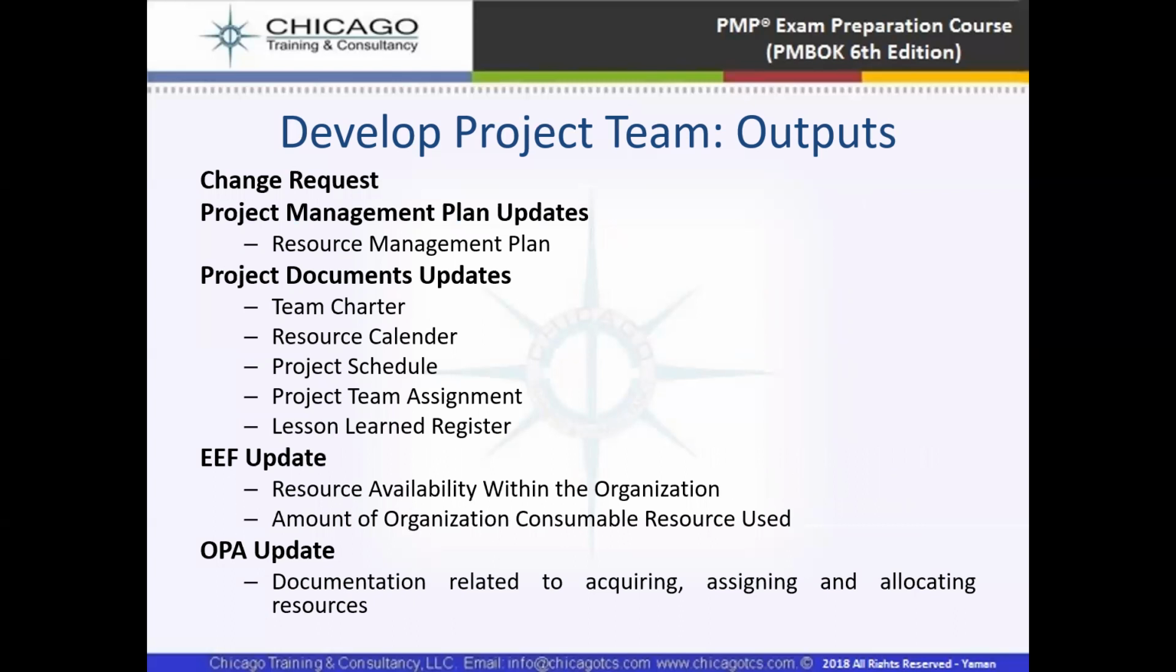And then we have outputs like the change request. Then we have updates such as project plan updates, management plan updates, and project document updates: the team charter, resource calendar, project schedule, project team assignments, and lessons learned. And then we have enterprise environmental factors updates, like the resource availability within the organization and the amount of organization consumable resources used, or the organizational process asset updates, like the documents required for acquiring, assigning, and allocating those resources. So we also have these two updates here.